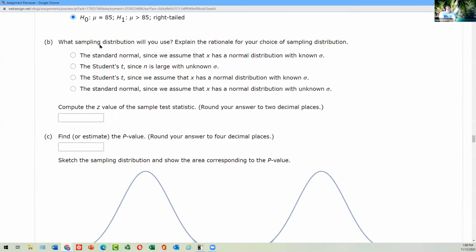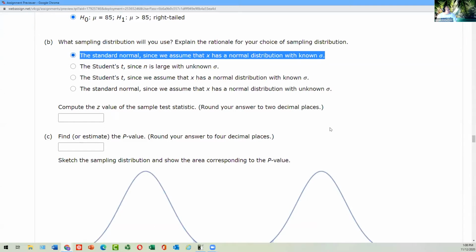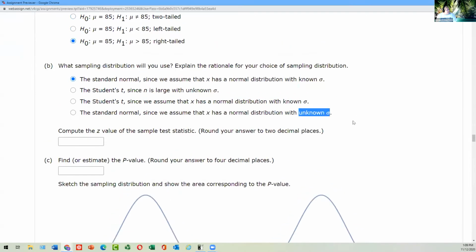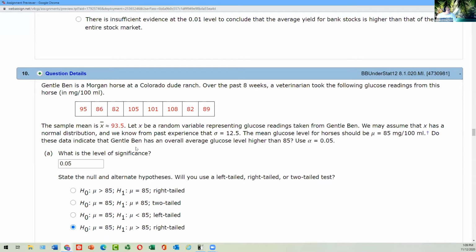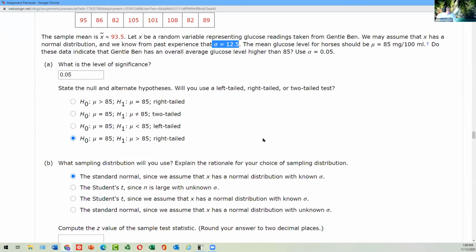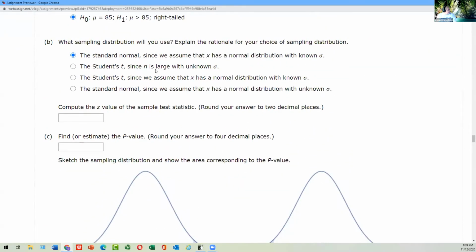Now, what sampling distribution will we use? This is just a theory, so let me tell you what we're looking at. The standard normal distribution is what gets used, and it gets used, this sentence here, with a known sigma. You don't know what these two are because that's what 8.2 is about. This one doesn't work because it says unknown sigma. But I do know what sigma is. It's around here somewhere. There it is. It is known. So in this one, we pick that.